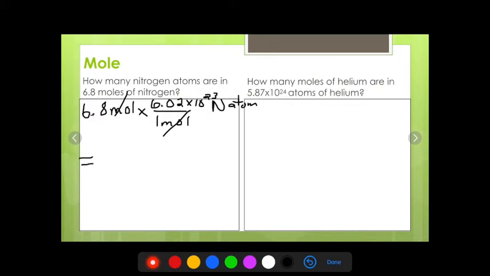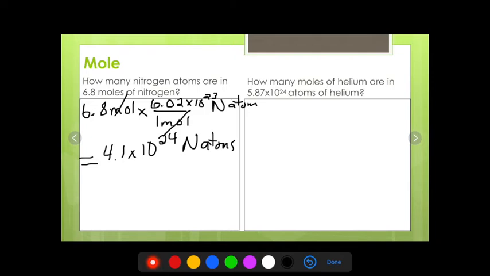And then that gives me 4.1 times 10 to the 24th nitrogen atoms. So again, we already have done these dimensional analysis steps, but we're just adding in this new conversion factor.